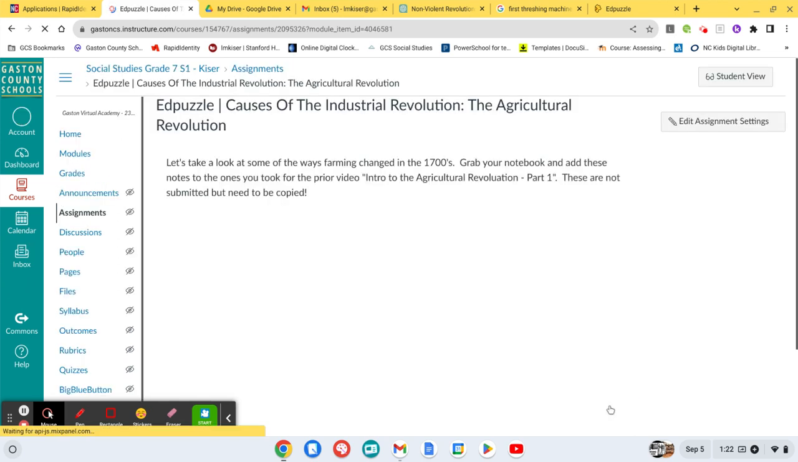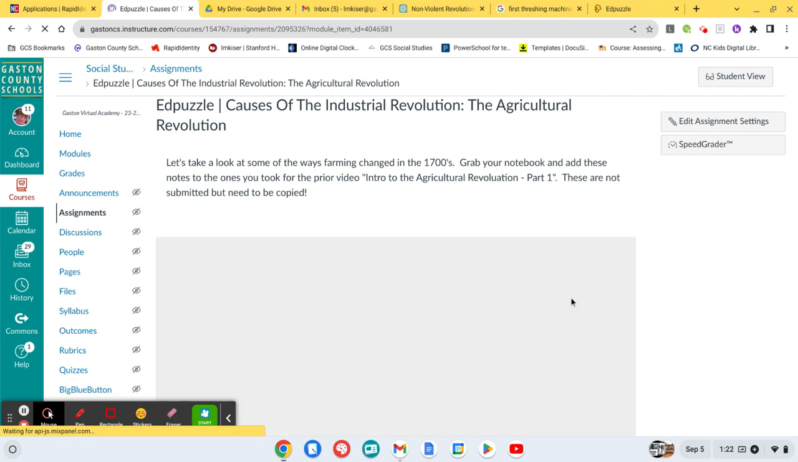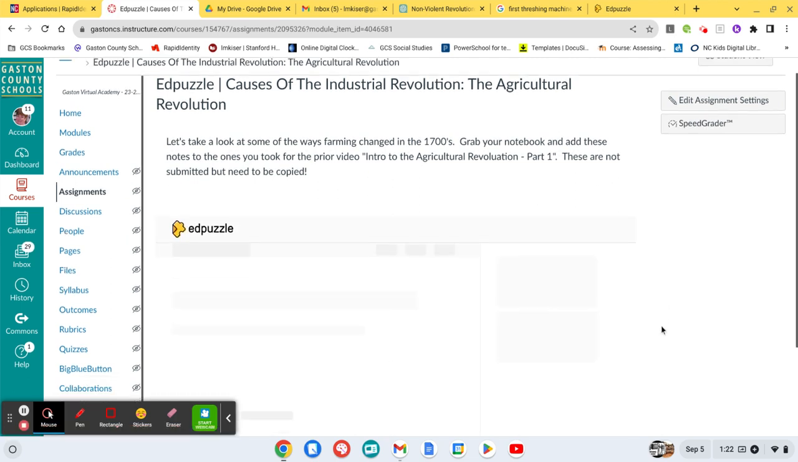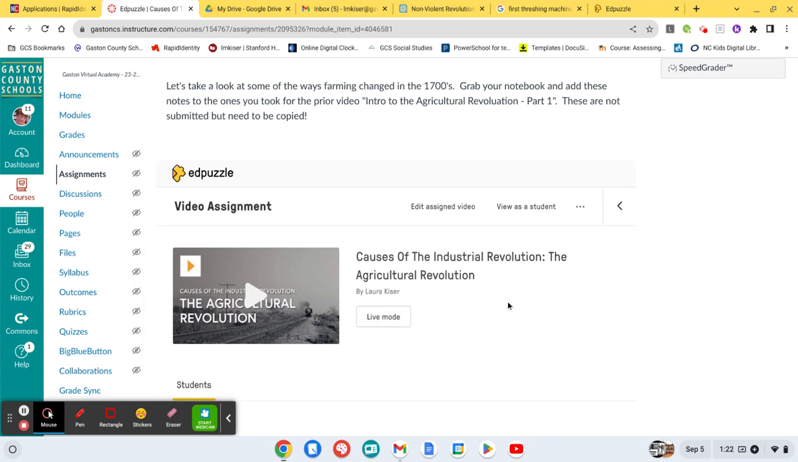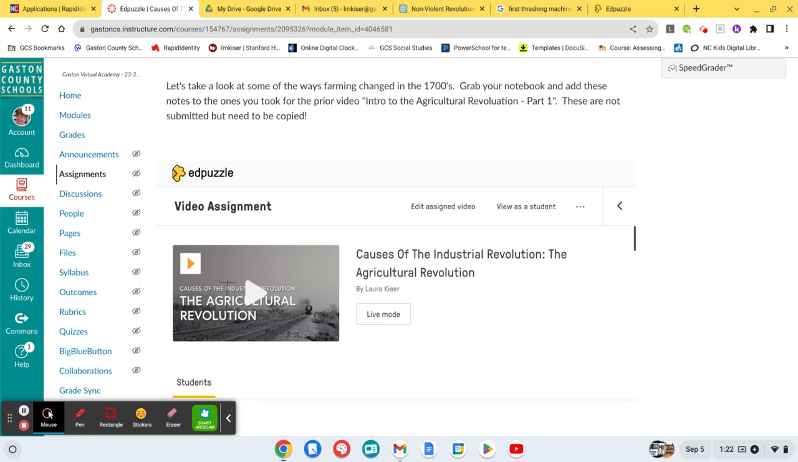So you're going to do the same thing with the causes of the Industrial Revolution. And again, it's also looking at farming equipment and agricultural revolution. So again, these two things are linked. So as you go through this, it's also going to ask you to write down some very specific notes for that. And that will get us started into our unit for today.